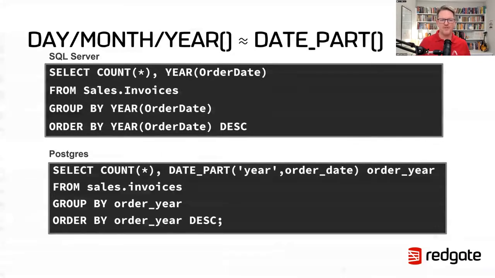Doing date math, or doing dates. We're used to using year, month, and day as functions. In Postgres, we have date part. So if you want to do something analogous to that, you would say date part for the year, date part for the month, and so forth.